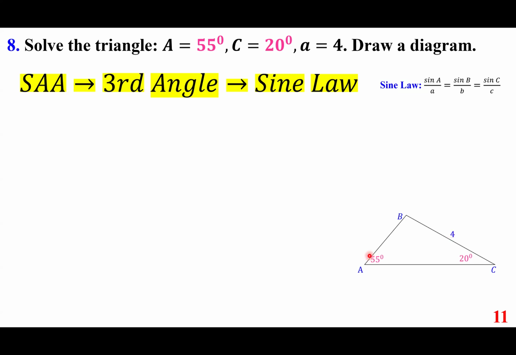So obviously we add these two, subtract it from 180. That's the fastest way to get one of them. The missing capital B is 180 minus the sum of A plus C. So 55 and 20 subtracted from 180 results in 105 degrees.